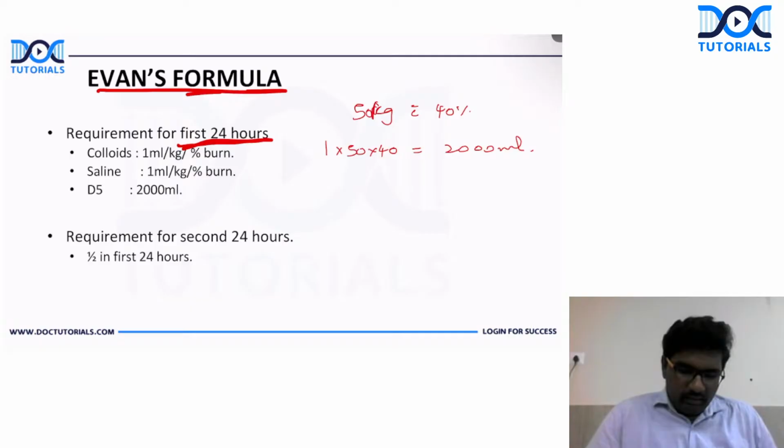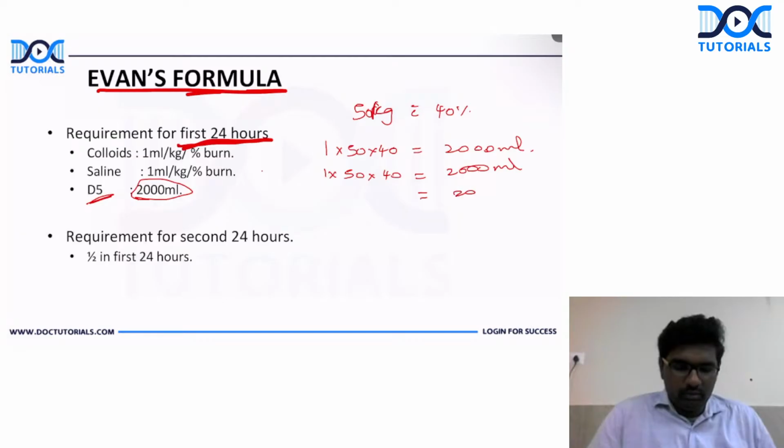And coming to the saline, it is also 1 into 50 into 40, around 2000 ml of normal saline to be given, and 5% dextrose is given at 2000 ml as a fixed dose. This is all for adults.